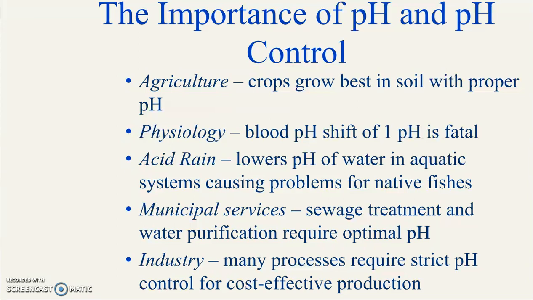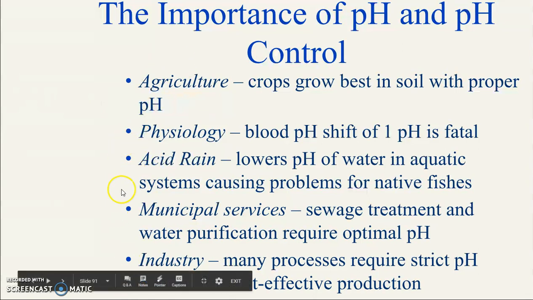Acid rain lowers the pH of water in aquatic systems, causing problems for native fish, as well as native plants. The municipal services, our sewage treatment and our water purification require optimal pH. They have to make sure the pH is right for the water coming out of your tap. And then in industry, many processes require strict pH control for cost-effective production. Things need to be done at an acidic level or at a basic level or in a way that's going to make sure to kill bacteria or kill viruses. So there's a lot of important uses for pH.